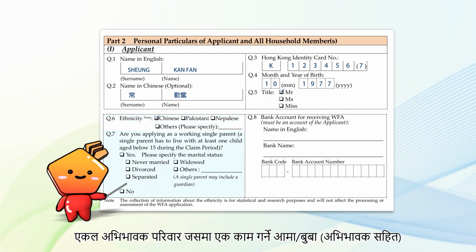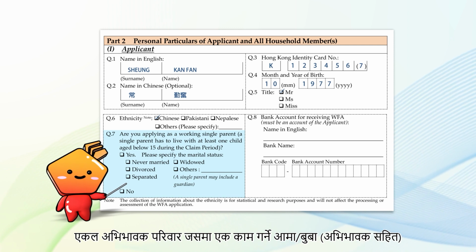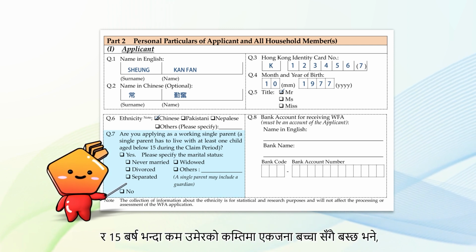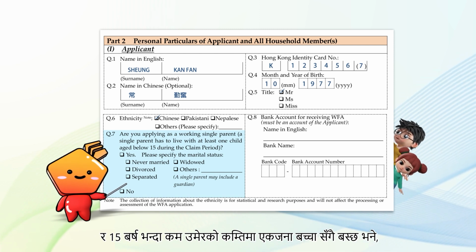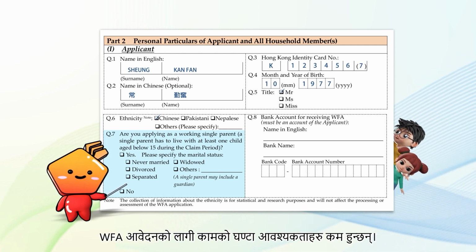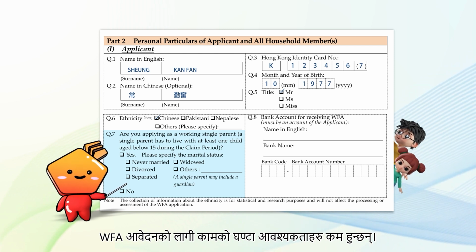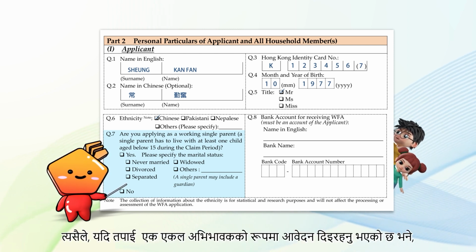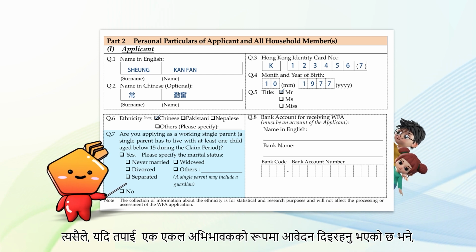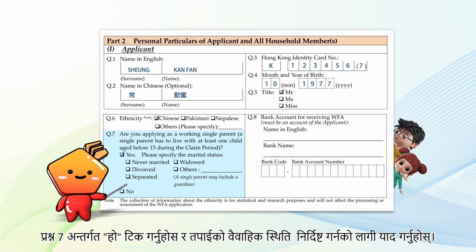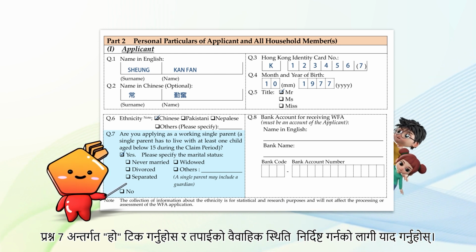For single-parent households, that is, a single working parent, including guardian, living with at least one child aged below 15, the working hour requirements for WFA application are lower. So, if you are applying as a single parent, remember to tick Yes under question 7 and specify your marital status.